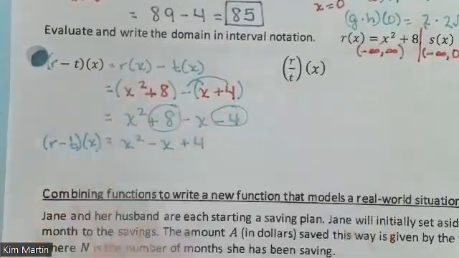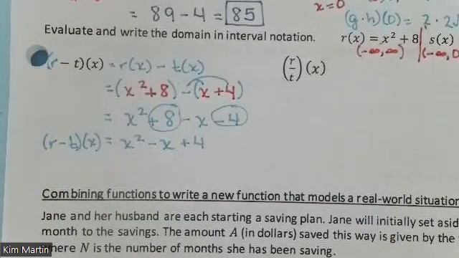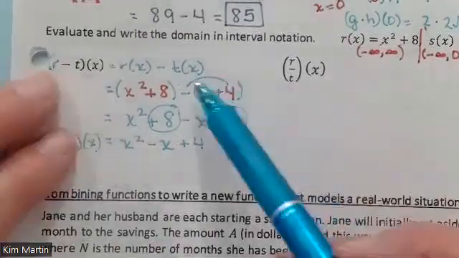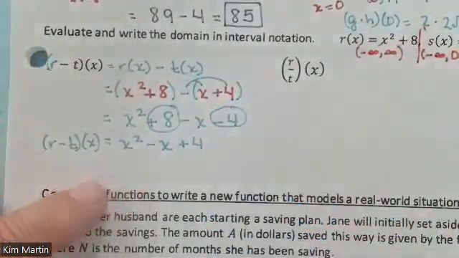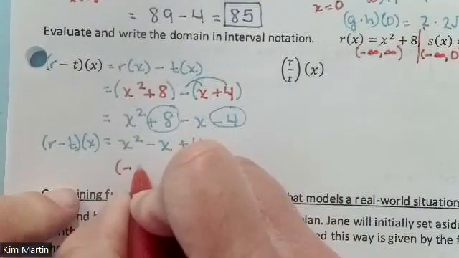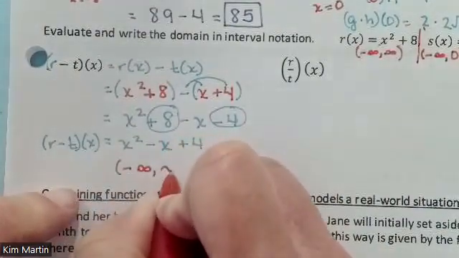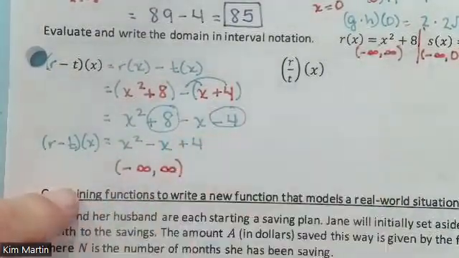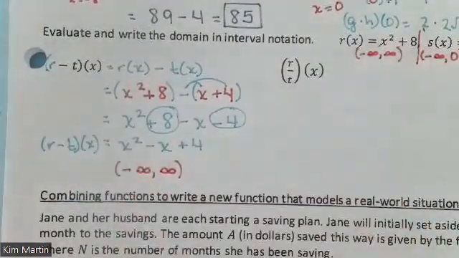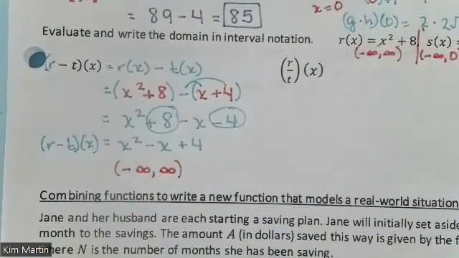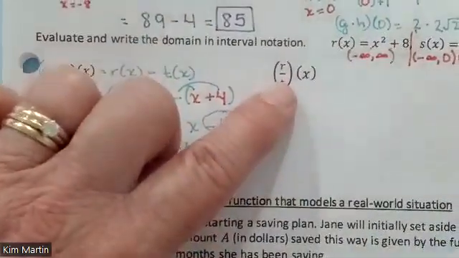Okay, well, are we breaking any math laws? Are we dividing by 0? No. Are we taking the square root of a negative number? No. So it stays. This was all real numbers. This was all real numbers. So is this. So my domain is negative infinity to infinity. So it started it and it ended it.